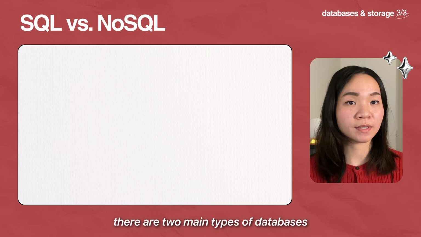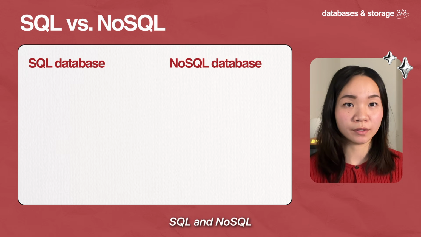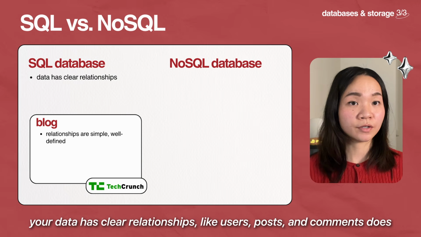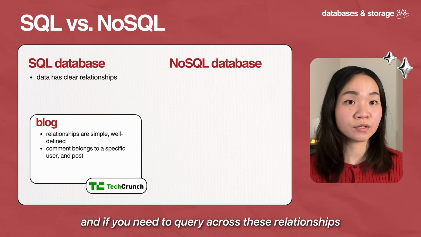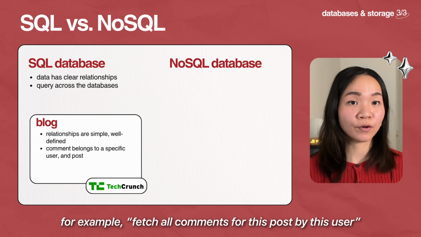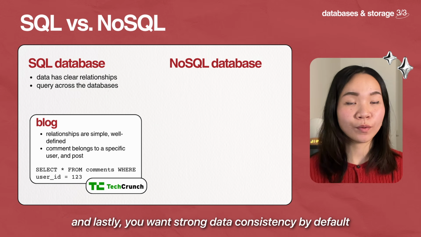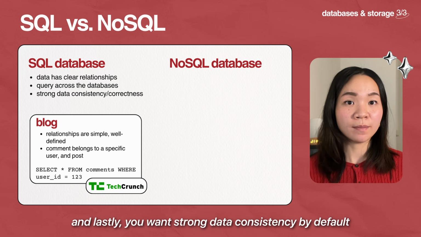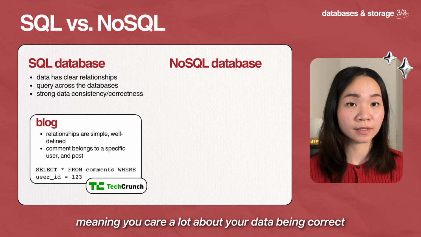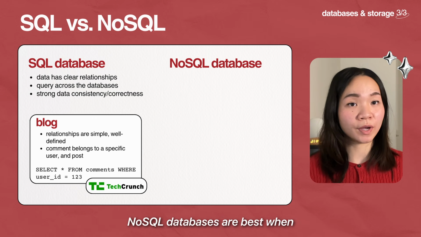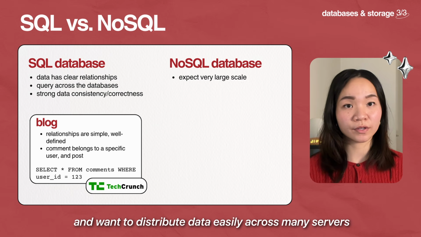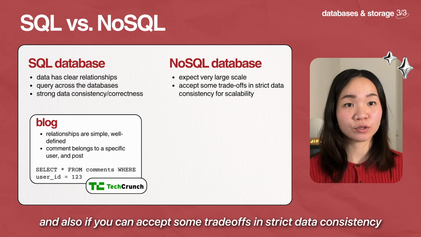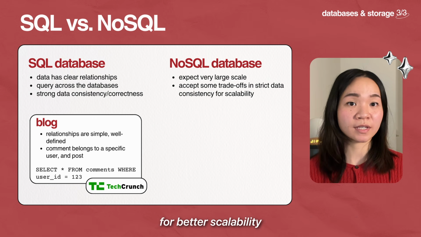There are 2 main types of databases, SQL and NoSQL. SQL databases are best when your data has clear relationships like users, posts, and comments does, and if you need to query across those relationships. For example, fetch all comments for this post by this user. And lastly, you want strong data consistency by default, meaning you care a lot about your data being correct. NoSQL databases are best when you expect very large scale and you want to distribute data easily across many servers. And also if you can accept some trade-offs in strict data consistency for better scalability.